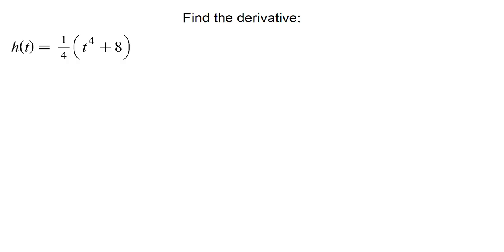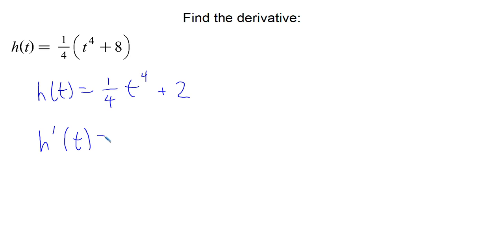For this one, we've got a 1/4 times the quantity t to the 4th plus 8, and we're taking a derivative here of something that's in a variable t. We can either choose to distribute the 1/4 through first. So I'll show that first. So if we say h of t is equal to 1/4 t to the 4th plus 2, then we just take the derivative of this, getting h prime of t is equal to 4 times 1/4 is just 1. And so we'll just have t to the power of 3. And then the plus 2 is a constant, so that goes away.